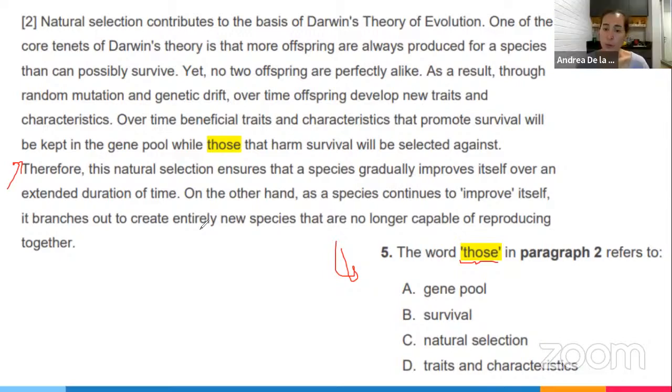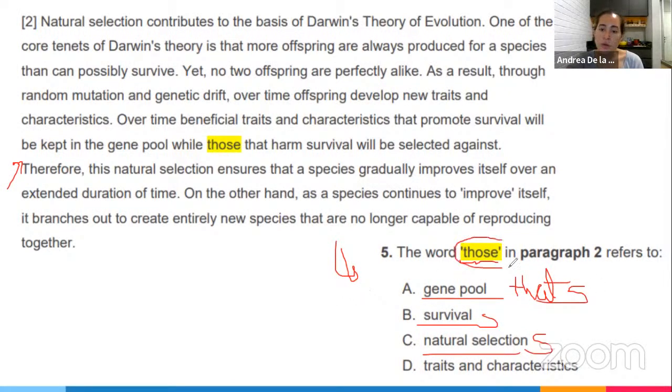Great. You use those for plural, right? You use these for singular, or that in that case. So just by knowing that, then you can answer the question without even reading, right? Because you know that those cannot be referring to gene pool. If it was gene pool, then it would have to be that. You know that it cannot be referring to survival, and you know that it cannot be referring to natural selection, because all of these are singular nouns. The word those is plural and has to be referring to a plural noun. And the only one in these options that is plural is traits and characteristics, right?